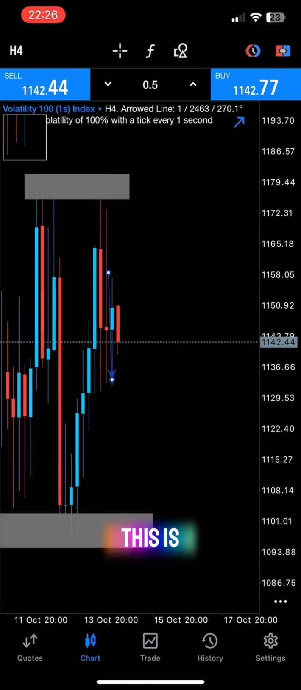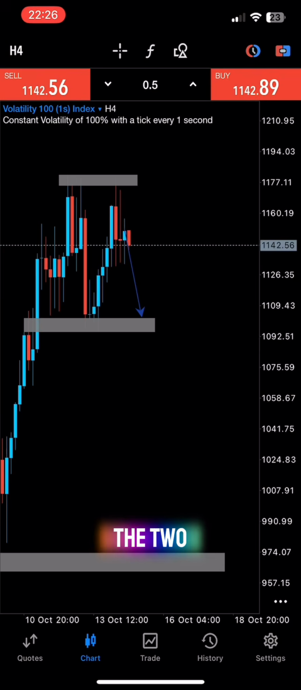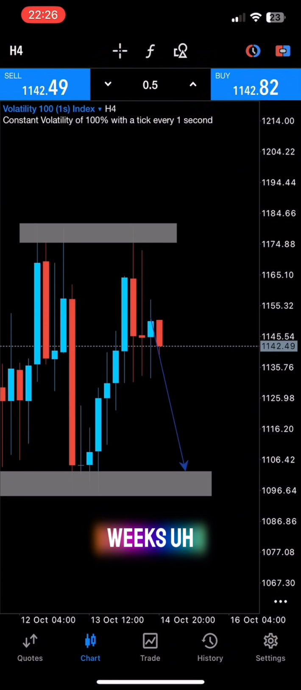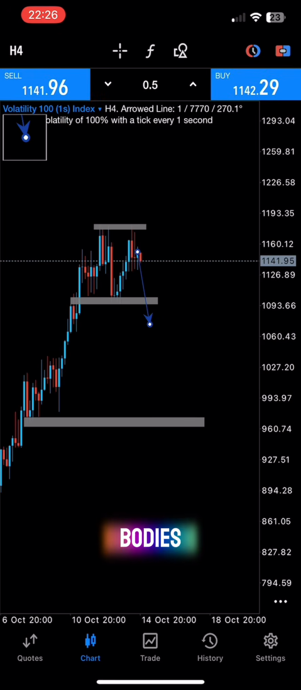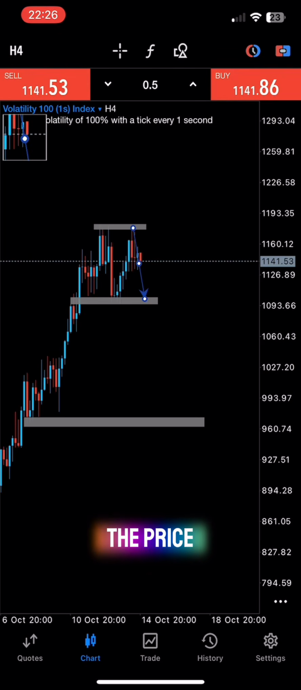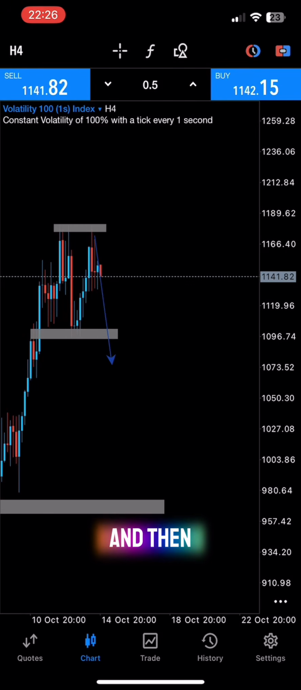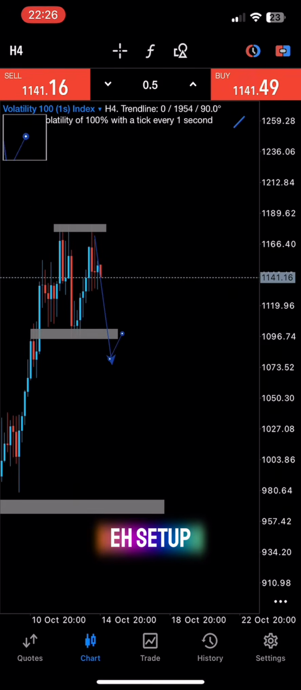Anyway, this is the double top pattern. As you can see, at this point the two tops were touched by only the wicks, not the bodies, but the wicks are just as good as the bodies, because they show that the price actually reached that point and then came back. And then as you can see, this was a clear setup for a sell.